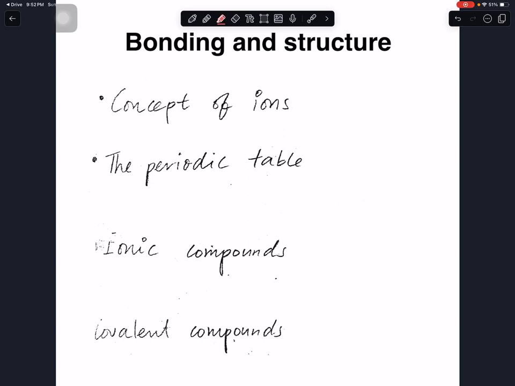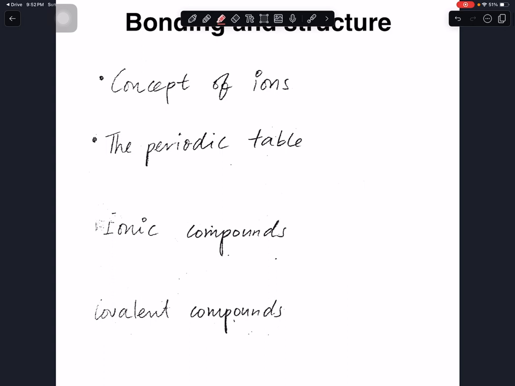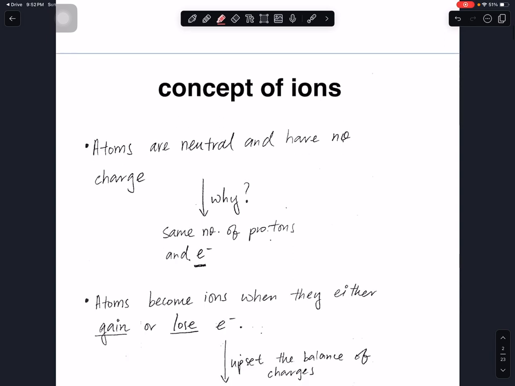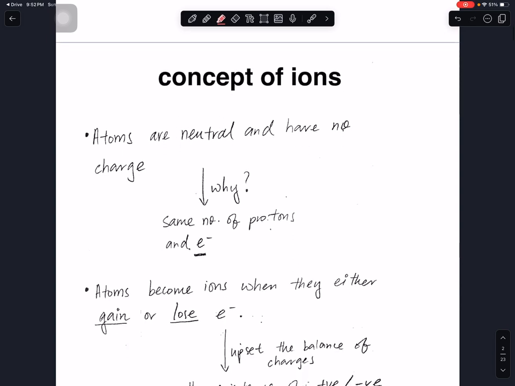Okay, hi students. So today we're going to talk a little bit about bonding and structure. We're going to learn about things such as your ionic and covalent bonds. What is important is you will still need to remember the concepts of your ions first to help yourself with ionic bonding. And later on, I will share with you a little bit more about covalent bonds. So let's jump straight into the concept of ions.